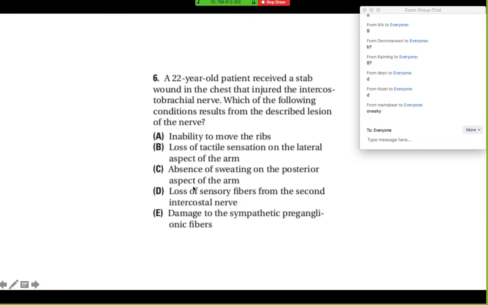So absence of sweating on the posterior aspect of the arm. Although you are getting postganglionic sympathetics to the medial aspect of the arm, because this says posterior, that means it's not correct. And then E is not correct because of damage to sympathetic preganglionics. Sympathetic preganglionics synapse in the sympathetic chain and then head out as postganglionics. So your injury would be to postganglionic fibers. Okay, so the correct answer would be D.